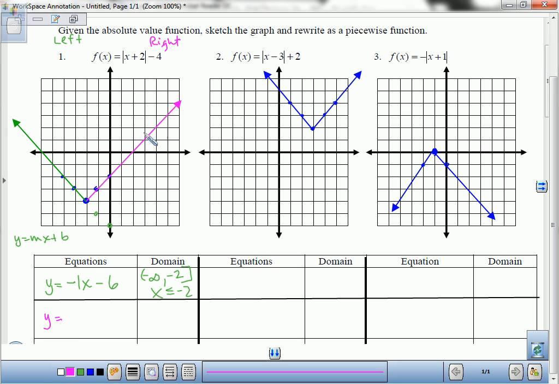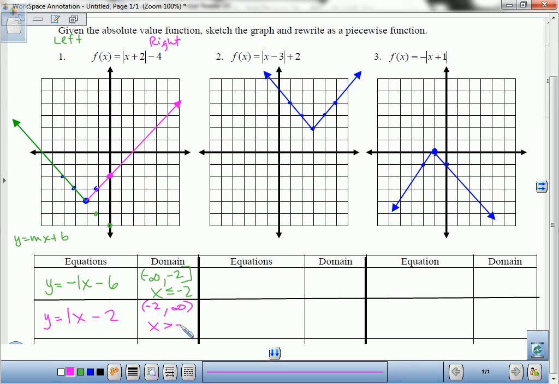Now the pink side, the right side. Up 1 over 1, up 1 over 1, up 1 over 1. It's a positive 1. And then this one, you can actually see the y-intercept. What is it? Negative 2. Now this starts at negative 2, and it goes forever right.